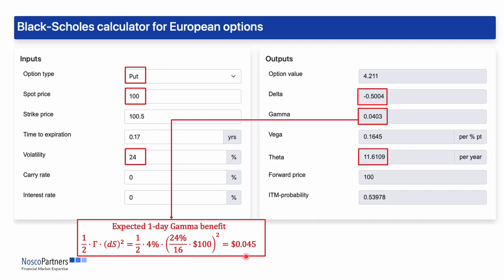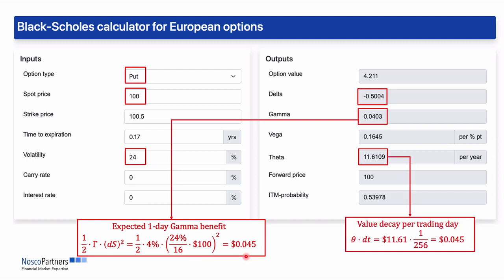If I, on the other hand, calculate my daily decay, I take the 11.61 and divide by the number of days within a year. Since I used the rule of 16 here, this implies that we have 256 trading days, so I assumed that a year has 256 days. If I do that, you can see I get again the 4.5 cents daily decay we calculated before. So the gamma benefit equals the theta cost.